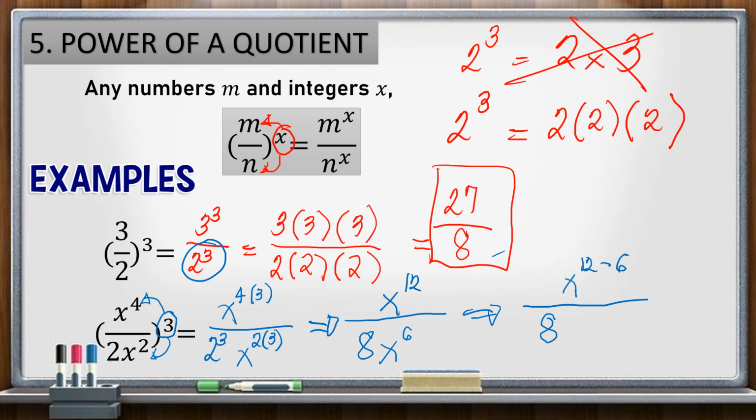Okay? Ma'am, why did the x raised to 6 disappear here? Because its exponent is now in our numerator. So that's why you have here x raised to 6 all over 8. So this will be our final answer.